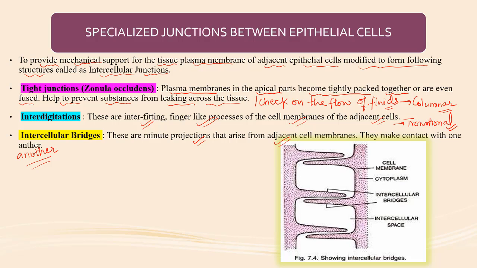You can see the minute projections which are finger-like. This is the intercellular bridge. Substances can flow through these intercellular bridges, but only those substances can cross which have the permeability to do so. That is why these intercellular bridges make the boundary very specific. So these are intercellular bridges, interdigitations, and zonula occludens.